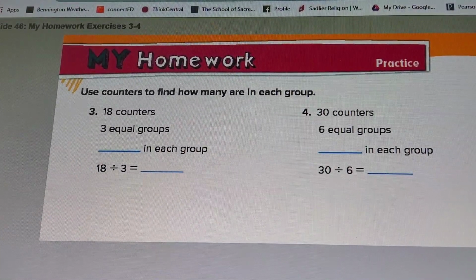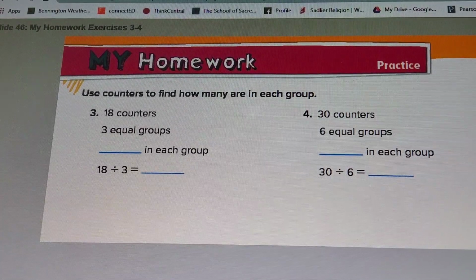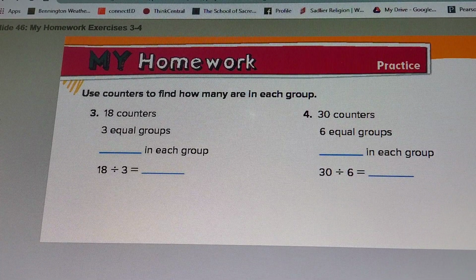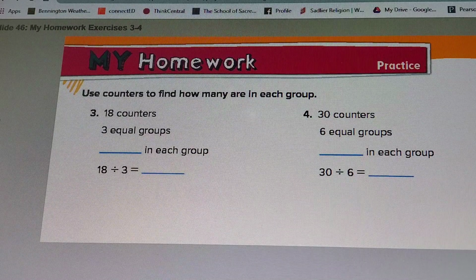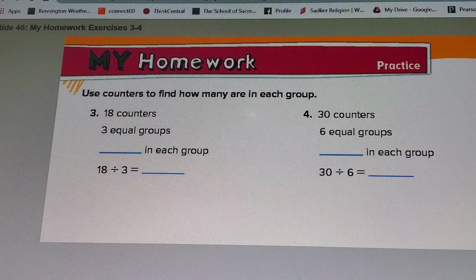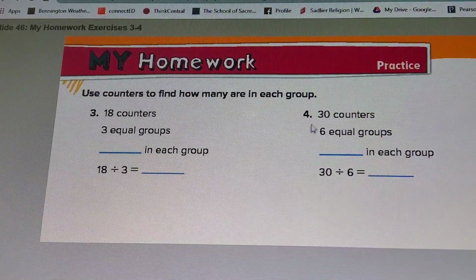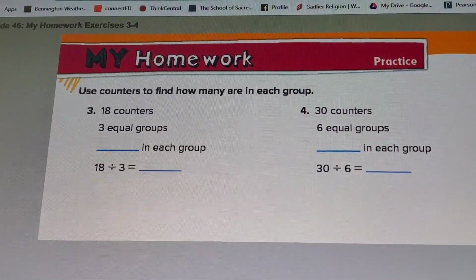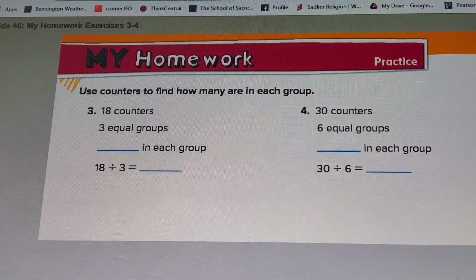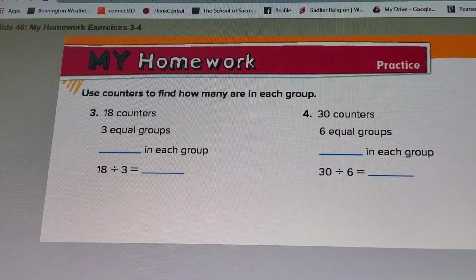Numbers 3 and 4. Number 3, 18 counters. You're going to make 3 equal groups. So again, you'll partition them one at a time until you run out of counters. On number 4, you have 30 counters. You're going to make 6 equal groups. So again, you'll partition them one at a time into 6 different groups.